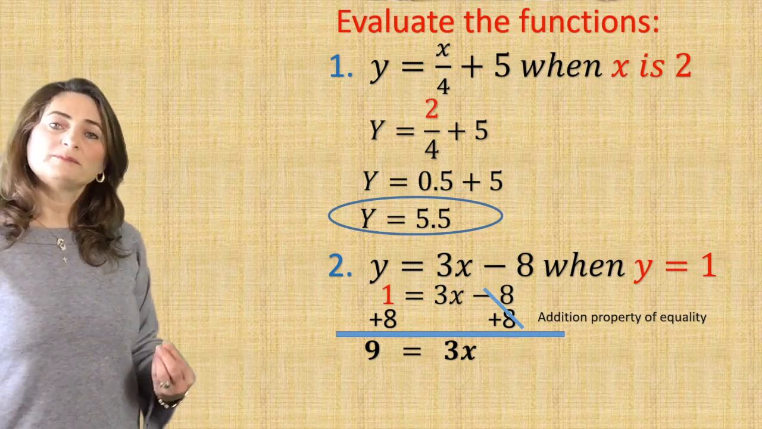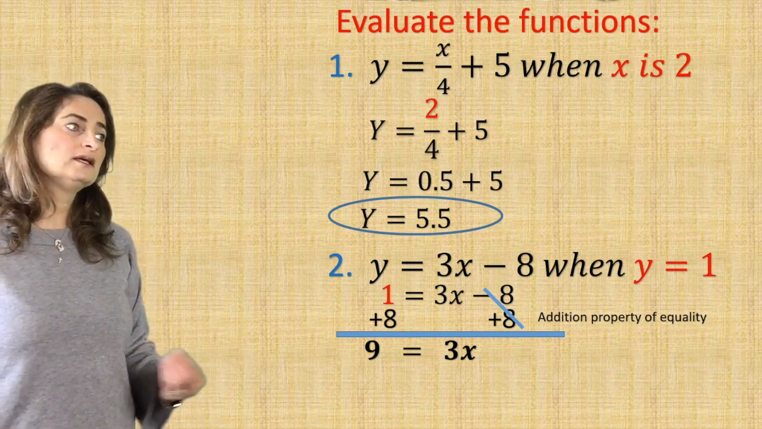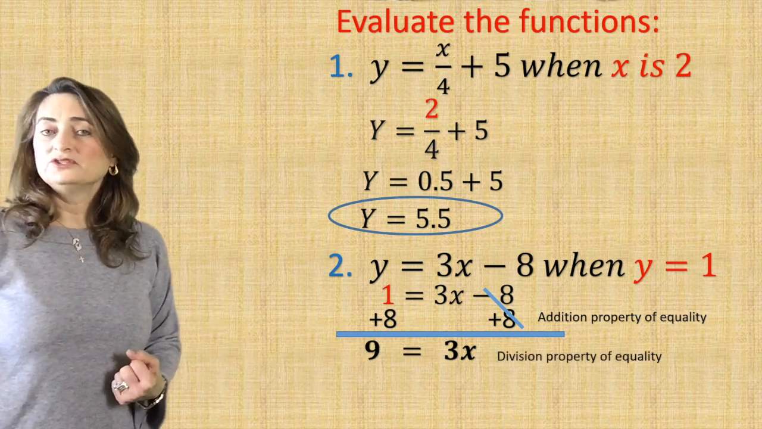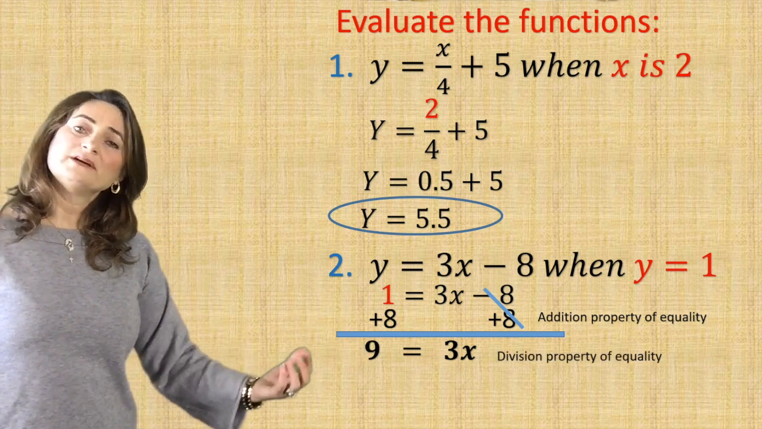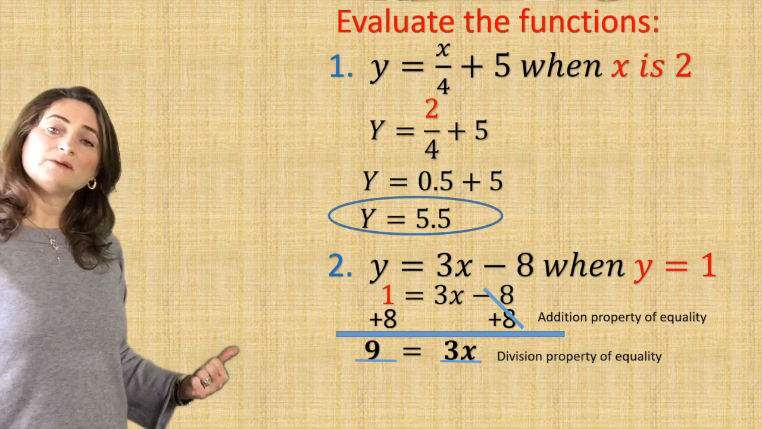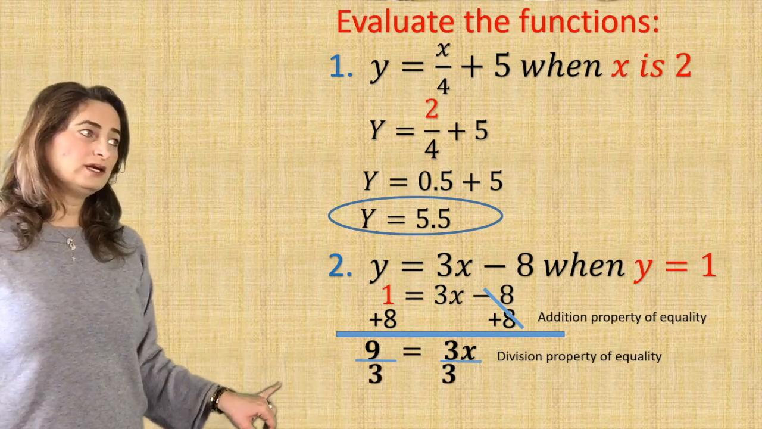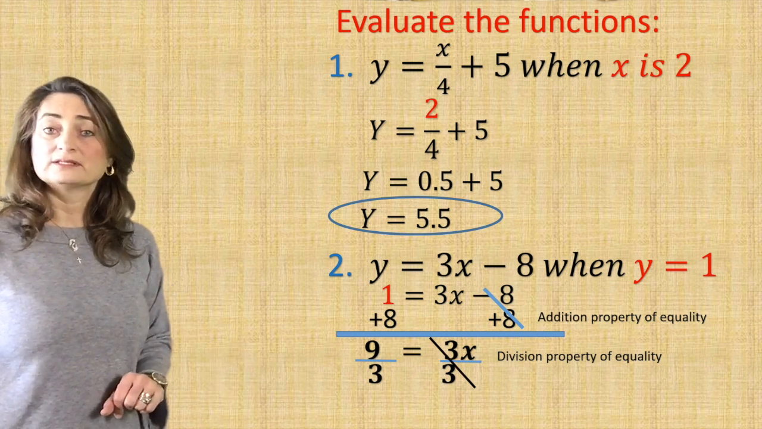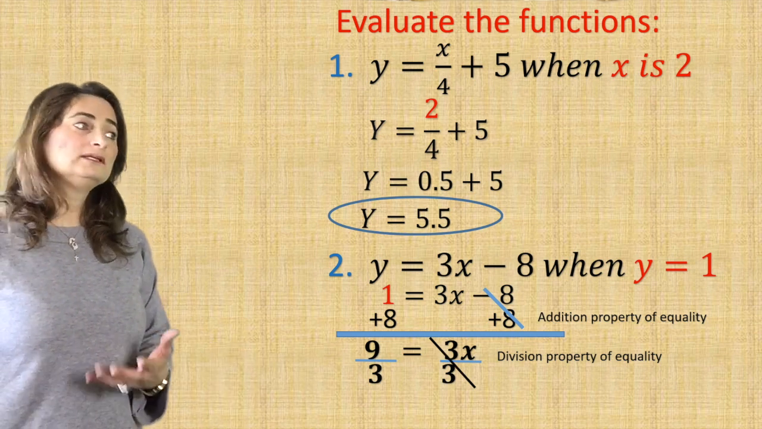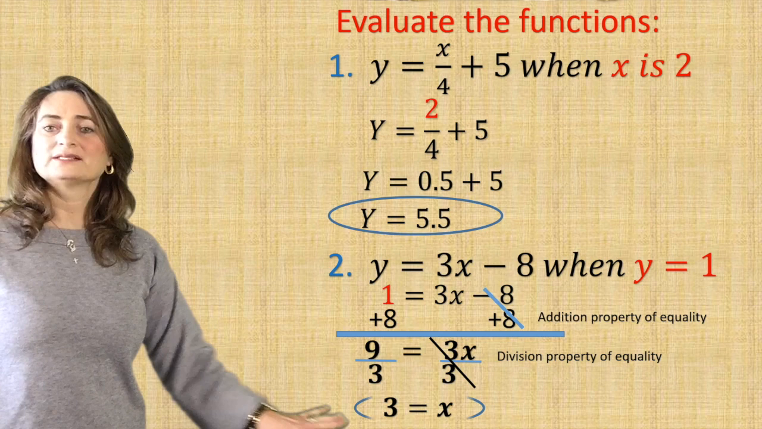Since it's multiplied by x, the inverse operation is division. So the division property of equality states if I divide both sides by the same number, the equation stays balanced. So if I divide both sides by 3, 3 divided by 3 is 1, and 1 times x is x, so x equals 3.